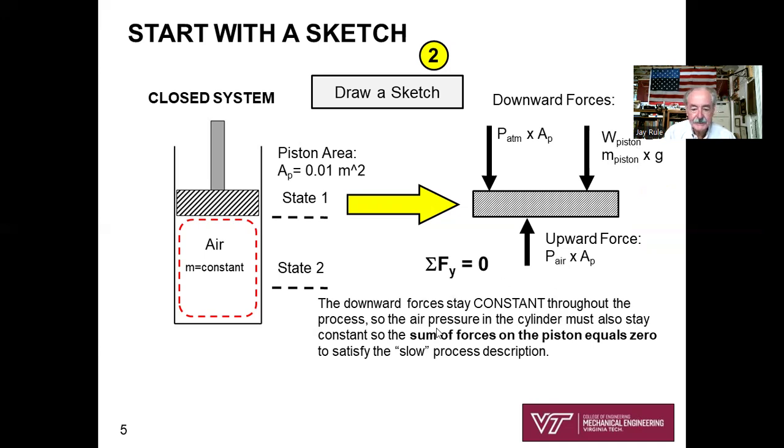I wrote down that the downward forces stay constant. I can't see any reason why these downward forces would vary. They're all constants. So common sense, and my statics class that I've already taken, says the sum of the forces in the y direction has to be equal to 0. I wrote that on my sketch. So the upward force has to exactly balance the downward forces, and that shows me how I can solve for P of the air. Maybe I'm getting ahead, I'm planning my work, right? But anyway, there's my sketch.